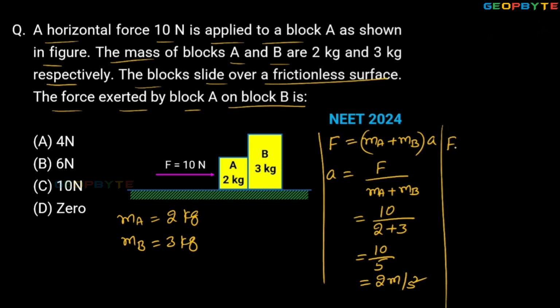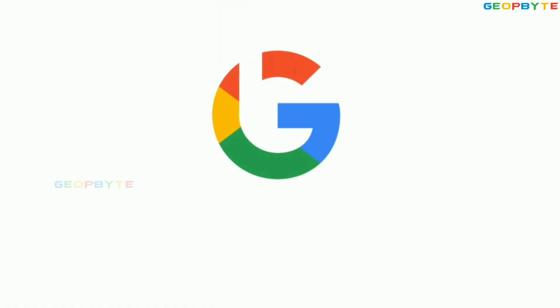It is asking what is the force exerted on block B by block A. Therefore, force exerted on block B equal to mass of block B multiplied by acceleration. Mass of block B is how much? 3 kilograms. 3 multiplied by 2 is equal to 6 newtons. That is the force exerted on block B by block A. Look at the option B. Option B is absolutely correct. Okay, simple problem.